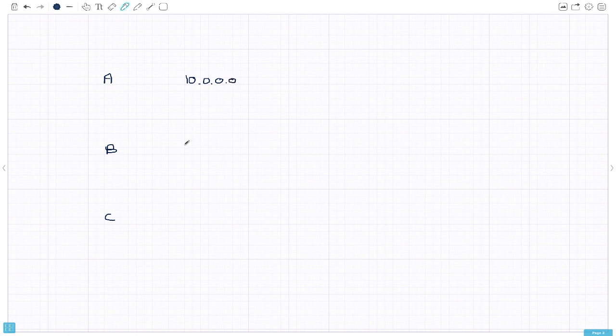In a Class B, it's 172.16 through 172.31. So anything in this range is a Class B network address that anybody can use. And the Class C is 192.168.